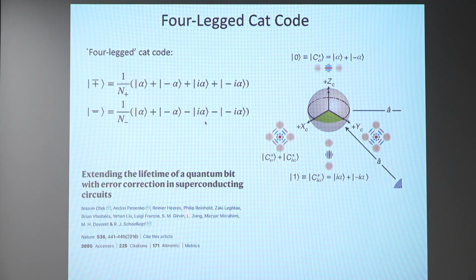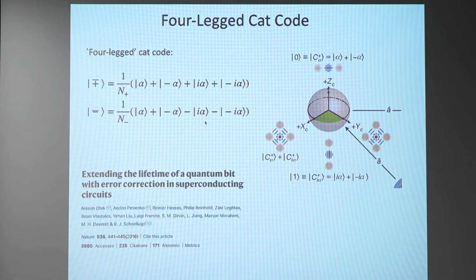All right, so now it's time for the four-legged cat code, because this is one of the first papers, I think, in 2016: extending the lifetime of a quantum bit with error correction in superconducting qubits. They say, we could do a simple Fock encoding on my 3D cavity, but I can also instead try to preserve these states. Say I prepare this state or a superposition thereof, and I preserve it. What will its lifetime do? Do I extend its lifetime?